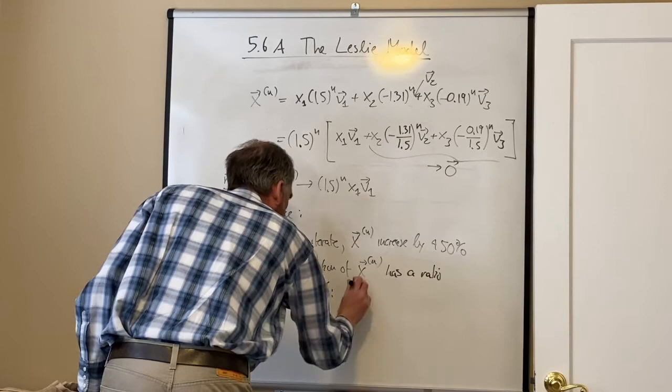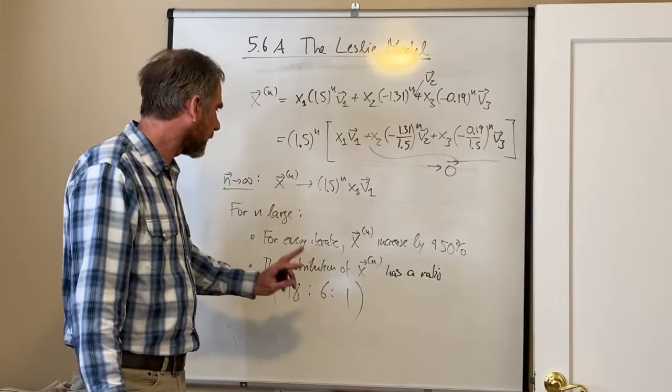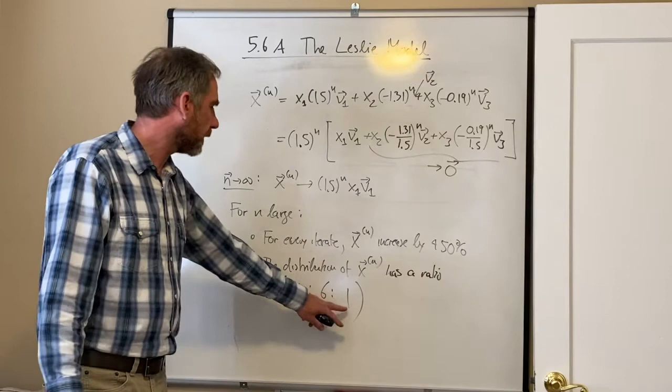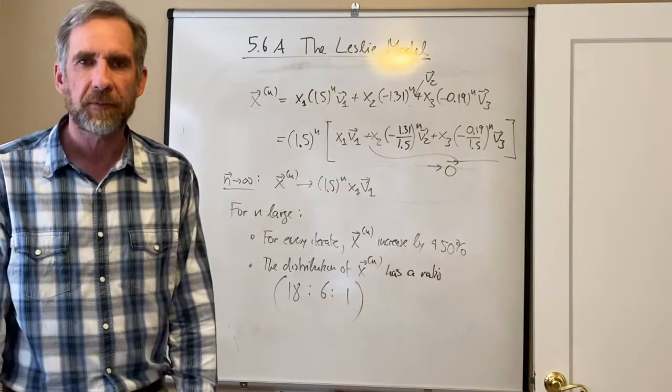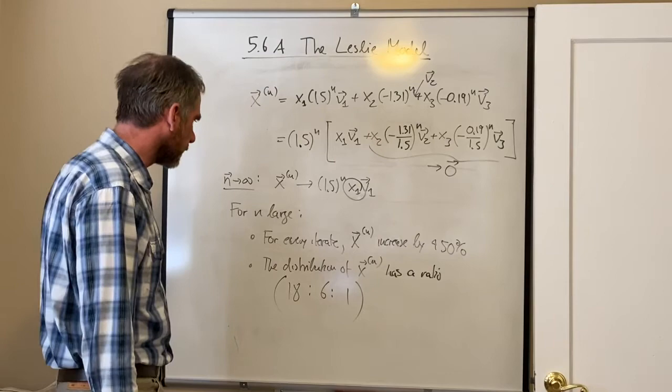So in the long run, for every individual in the third generation, we have 18 individuals in the first generation, okay? And for every individual in the third generation, we have 6 individuals in the second generation, okay? You can calculate the absolute numbers by doing this, which is the only thing you have to calculate in order to work with the actual numbers themselves. But this is just the relative distribution in terms of ratios.